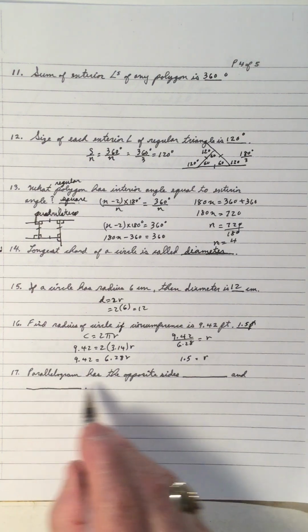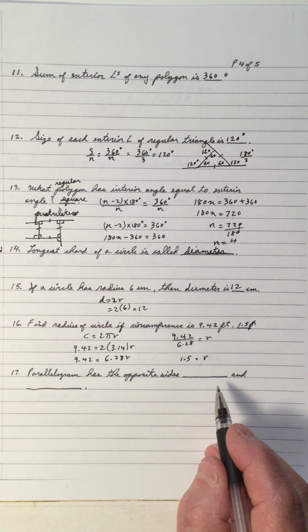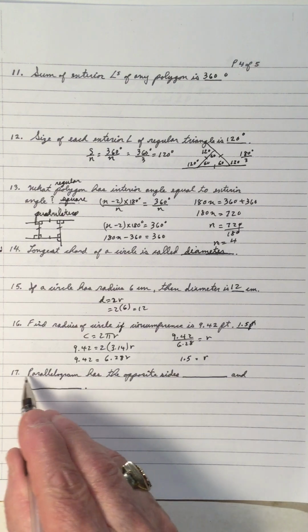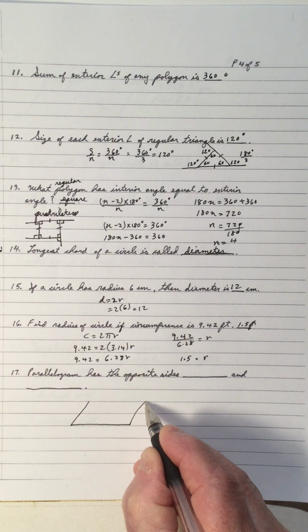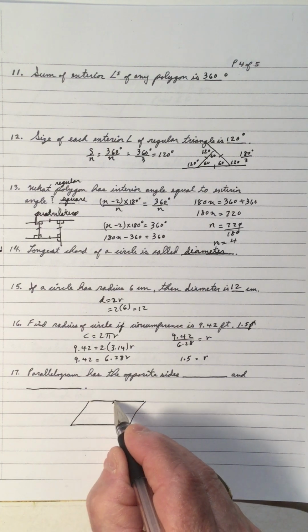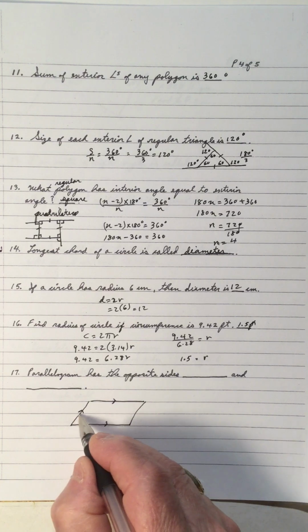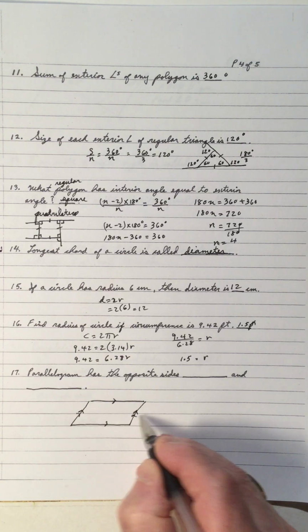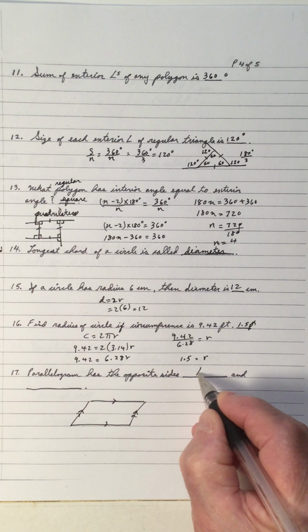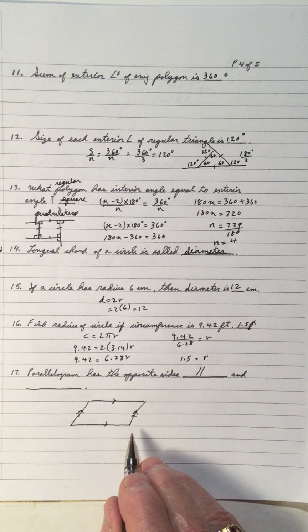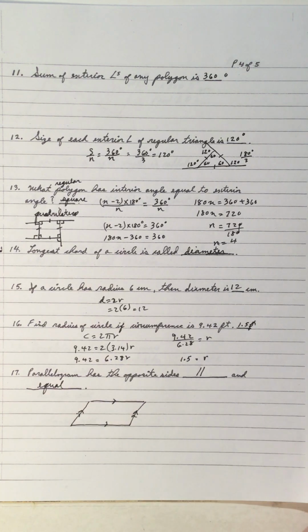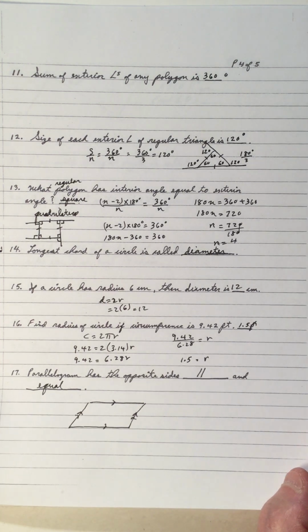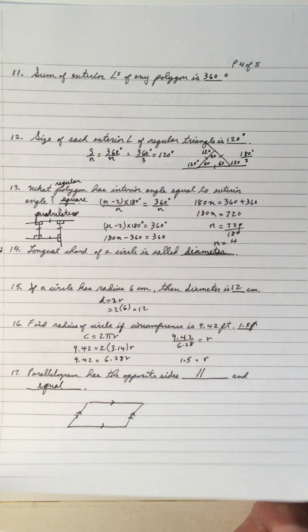17. A parallelogram has opposite sides. Sorry, I said a polygon, a parallelogram. Parallelogram is this shape. So if you draw a parallelogram, the opposite sides are, number 1, parallel. The opposite sides are parallel lines. And the opposite sides are equal. So if you draw a parallelogram, you'll automatically have opposite sides parallel to each other, and you'll have opposite sides equal in a parallelogram.